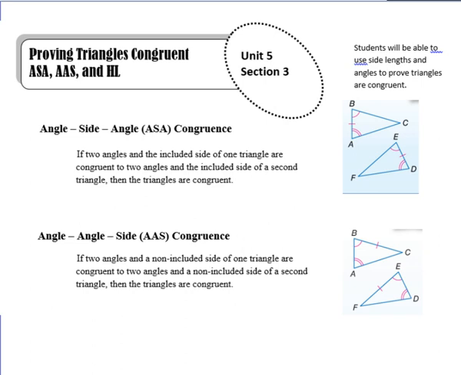What this basically says is if two angles and the included side of one triangle are congruent to two angles and the included side of the second triangle, then the triangles are congruent. So included, remember, means between. So when I have two angles here and here, the included side is the side that's between those two angles. So looking here, we have angle, side, angle, and remember that they need to match up. So in this one, I could say that B matches up with E, A matches up with D, and C matches up with F. So I could say those two triangles are congruent.